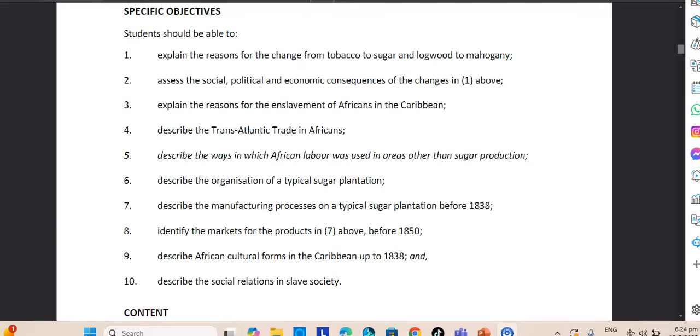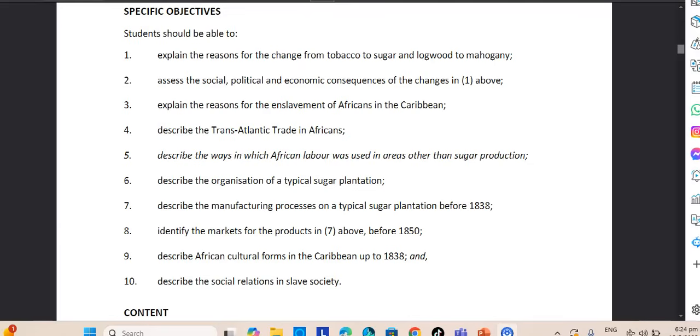Environmental consequences: deforestation from mahogany extraction and soil depletion from sugar monoculture caused lasting environmental harm.